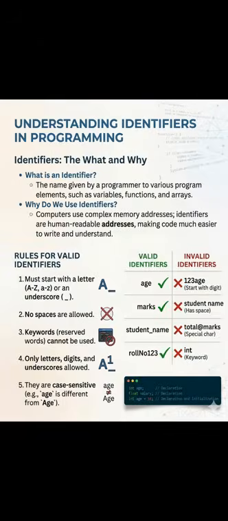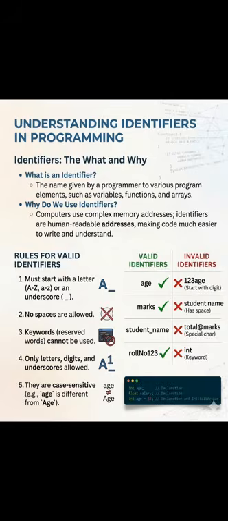Now you may get a doubt, what is the use of these identifiers? Generally, our computers store data in some memory locations. Those memory locations are complex to remember. So instead of remembering those memory addresses, we just give names to them. And via this, it makes our code much easier to write and understand.